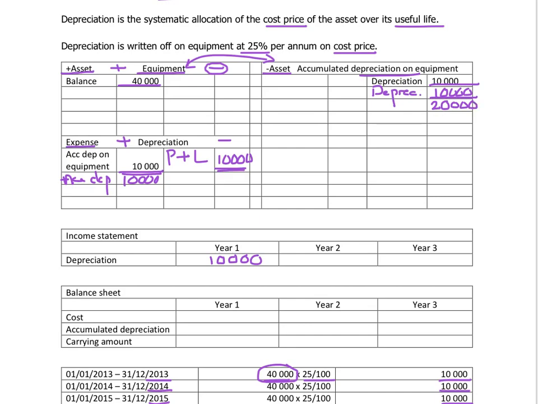This accumulated depreciation will be taken to the balance sheet, deducted from the equipment. The depreciation is recorded in the income statement. So at the end of the first year, we will record in the income statement depreciation of 10,000. In year 2, we will again show the depreciation in the income statement as 10,000 rand.